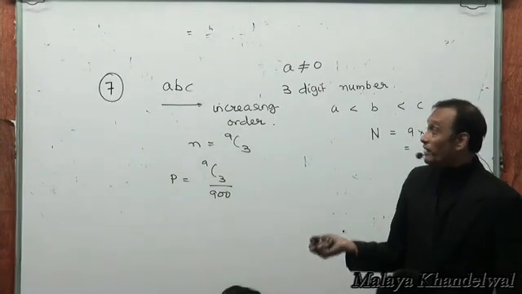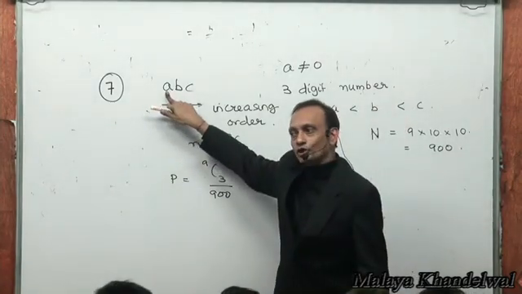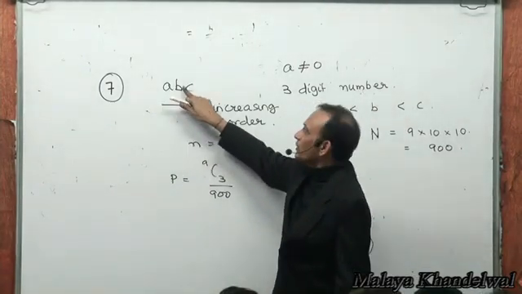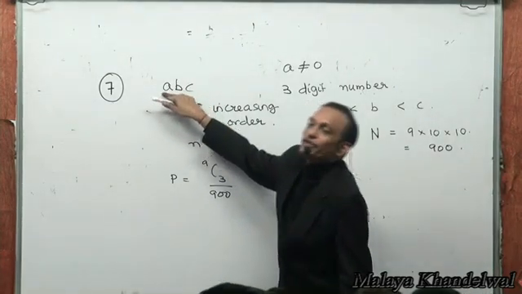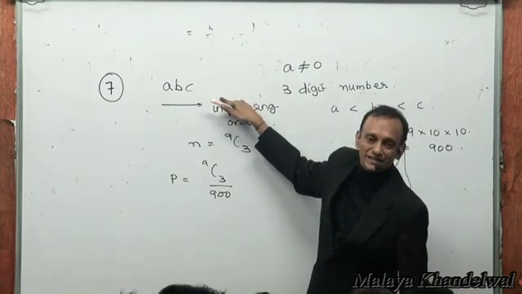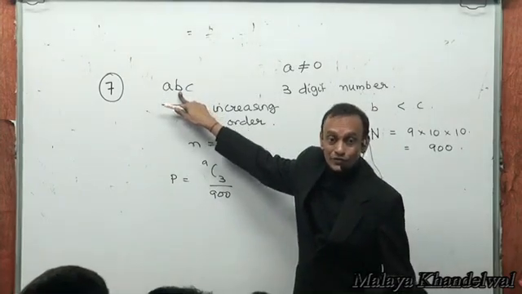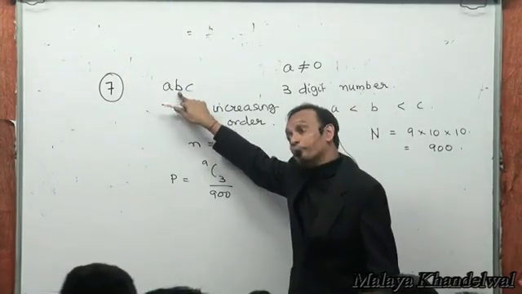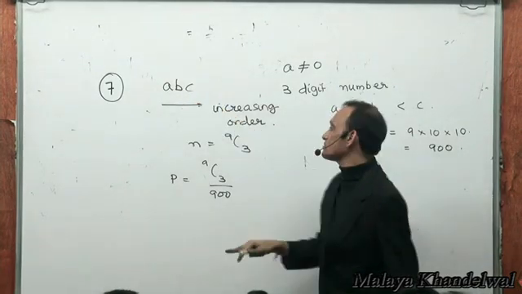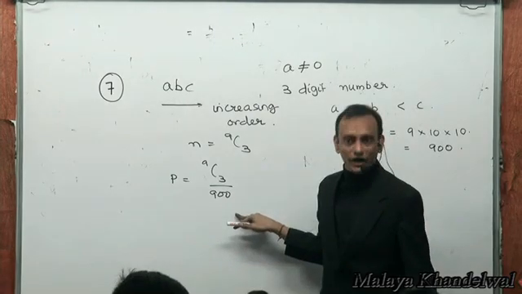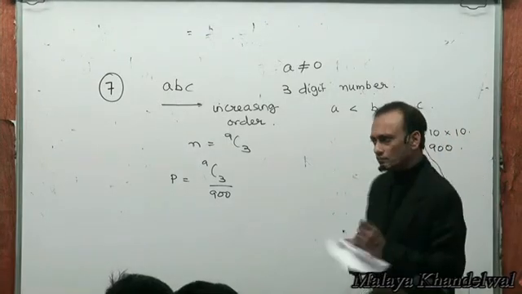And why have I excluded 0 here? Look, A cannot be 0 for sure. And if A is not 0, neither B nor C could have been 0, because if, let's say, B was 0, then it couldn't have been increasing order, because then A would have been more than B, for example. So A for sure is not 0, and B and C are also not 0. Right? So 9C3 divided by 900. Do you all understand what I'm saying? Right?